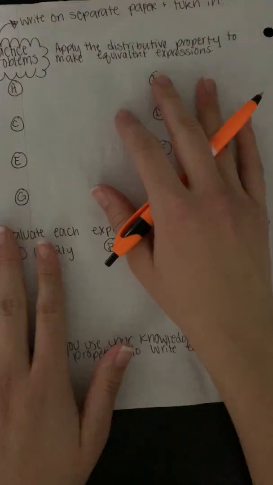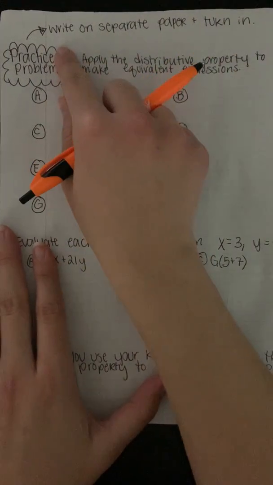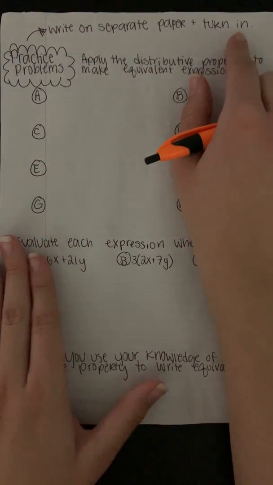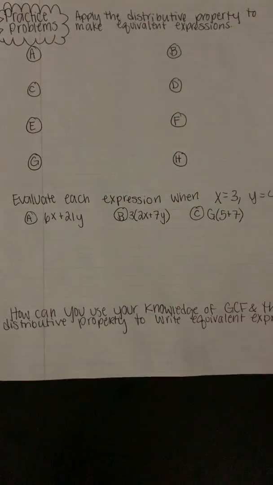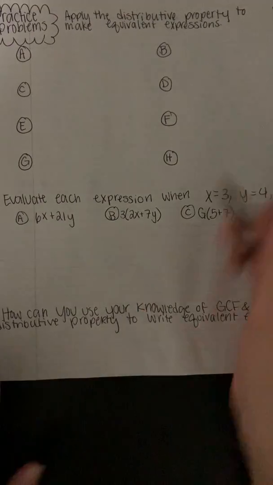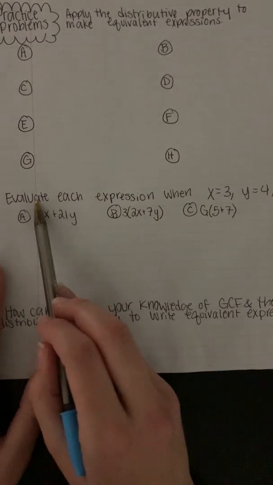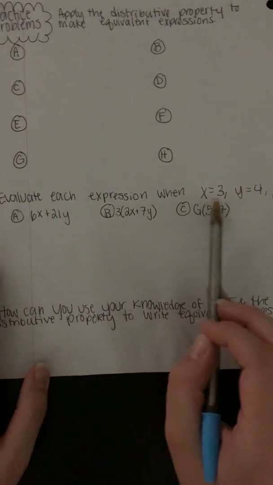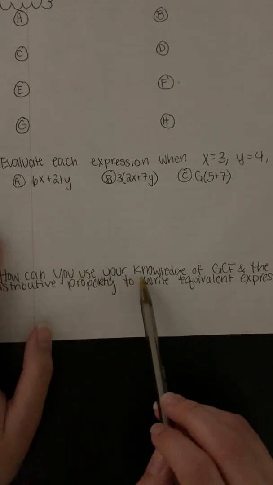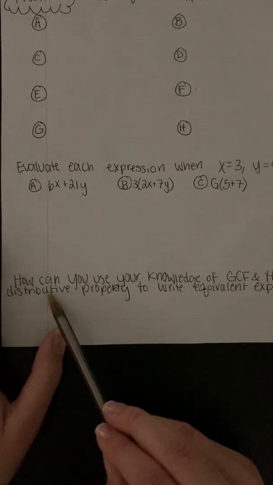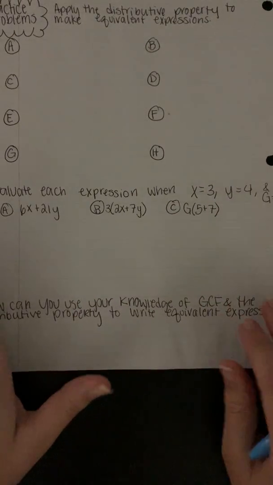All right, so you are going to have some practice problems. I'm going to write them with you. I do want you to write these out on a separate piece of paper and turn them in before you look at your packet questions. And so you will have to do this entire page, A through H, then evaluate each expression when x equals 3, y equals 4, and g equals 6. And then how can you use your knowledge of GCF and the distributive property to write equivalent expressions. So you can work with your teams.